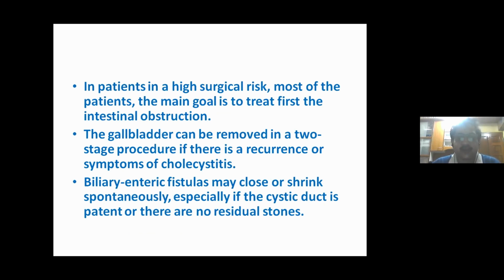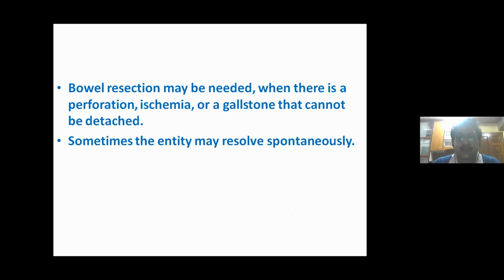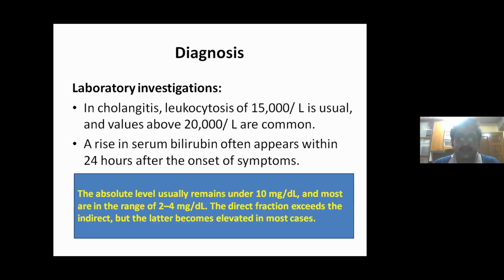Bilioenteric fistulas may close or shrink spontaneously, especially if the cystic duct is patent or there are no residual stones. Bowel resection may be needed if there is perforation, ischemia, or a gallstone that cannot be detached. Sometimes the entity may resolve spontaneously.